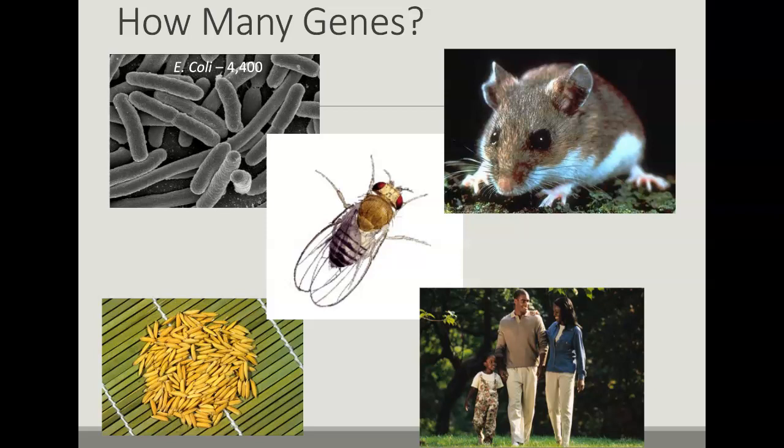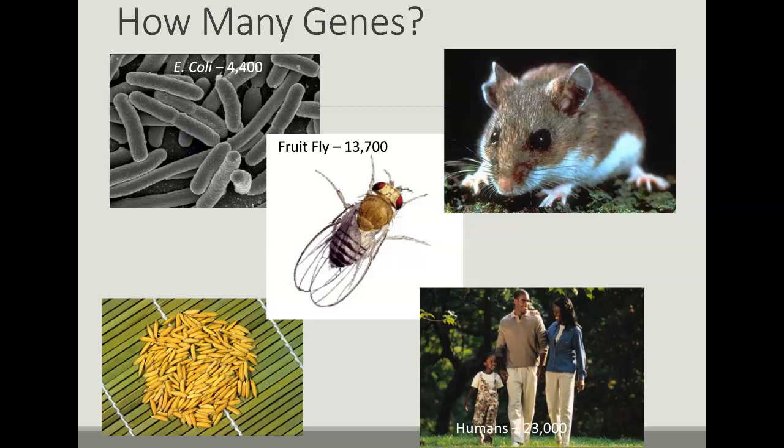Let's make some comparisons here. So here we have some E. coli bacteria, very simple living things. They have about 4,400 genes just for these little tiny bacteria. That's an awful lot of genes. A fruit fly, very simple insect here, short lifespan, doesn't do much beyond reproducing and eating. That's about all a fruit fly does. It has 13,700 genes.